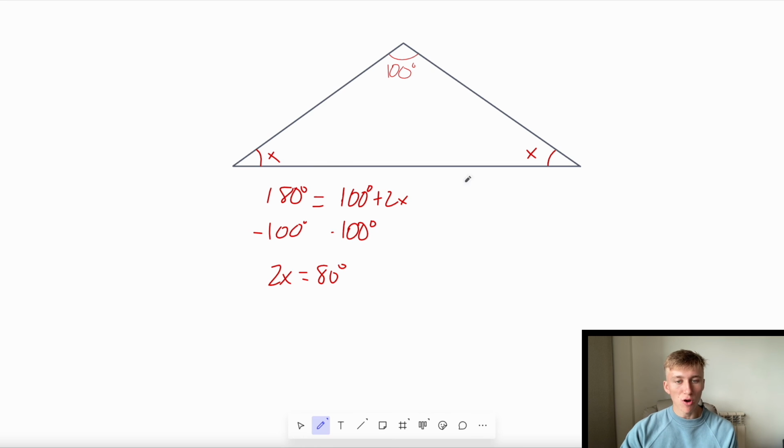So guys, that is what both of these two X's added together is equal to, but we need to work out what each of them are individually. So what we'd do is divide this side by 2, and we'd also divide this 80 by 2 as well. So guys, then we'd be left with X is equal to 40 degrees.